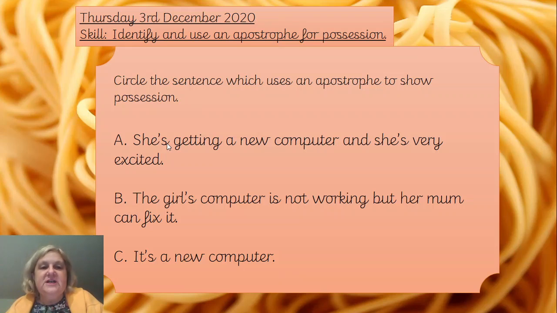So this is she is getting, and she is very excited. This one, the girl is computer, that doesn't make sense. So we know that the computer belongs to the girl. It's the girl's computer, so that's the one that's showing possession. This one again is omission because it's it is. So the answer is B.